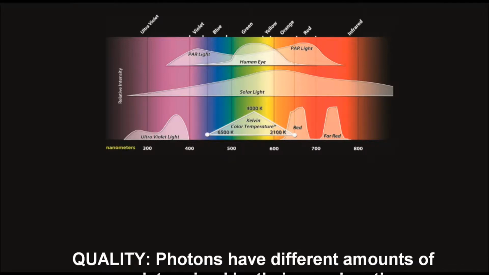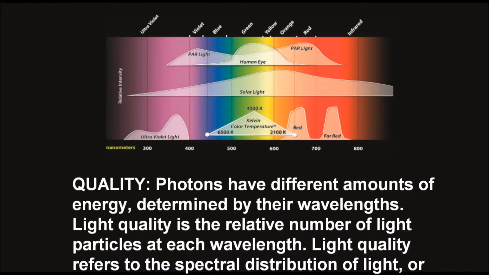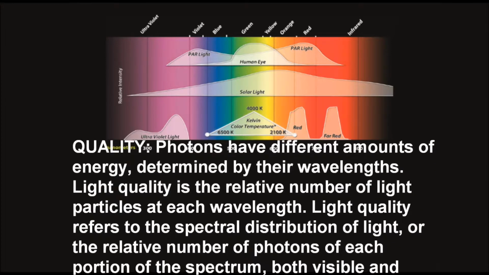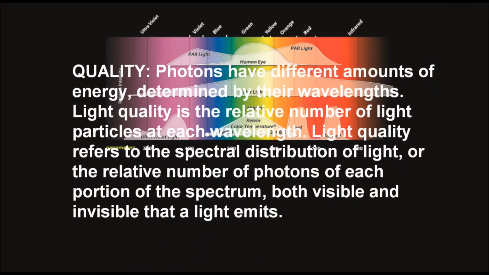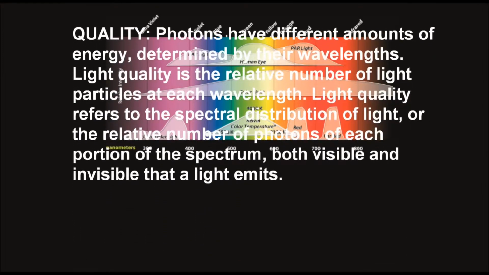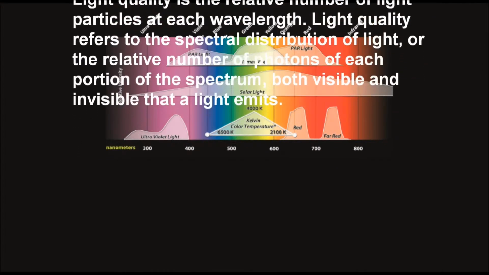Quality. Photons have different amounts of energy determined by their wavelengths. Light quality is the relative number of light particles at each wavelength. Light quality refers to the spectral distribution of light, or the relative number of photons of each portion of the spectrum, both visible and invisible, that light emits.